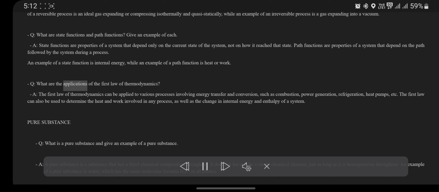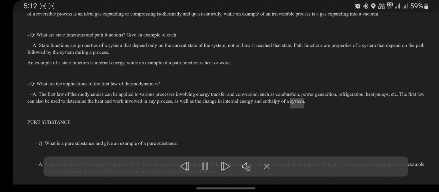Question: what are the applications of the first law of thermodynamics? The first law of thermodynamics can be applied to various processes involving energy transfer and conversion, such as combustion, power generation, refrigeration, heat pumps, etc. The first law can also be used to determine the heat and work involved in any process, as well as the change in internal energy and enthalpy of a system.